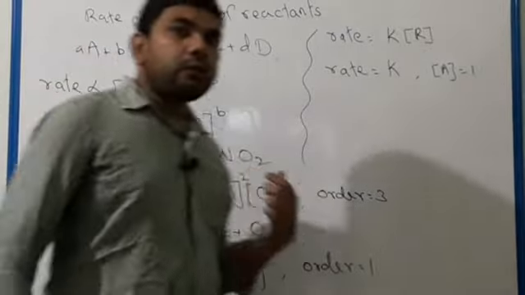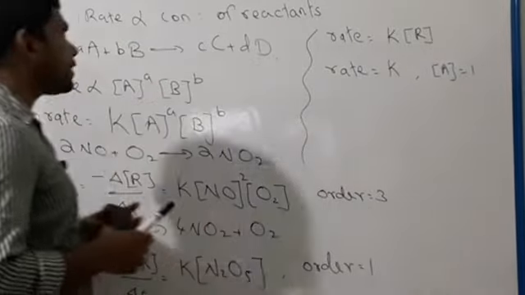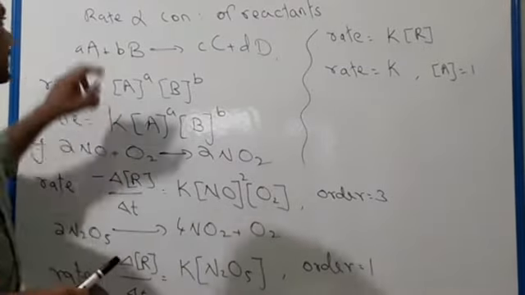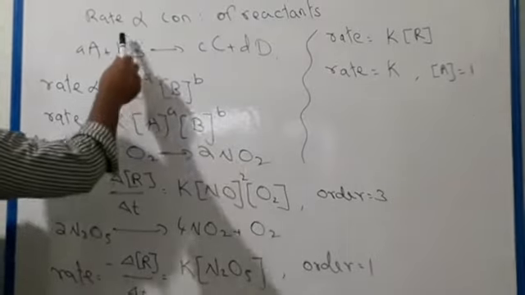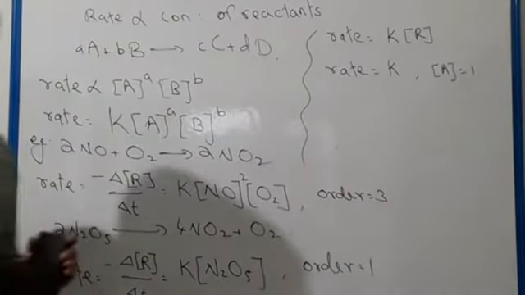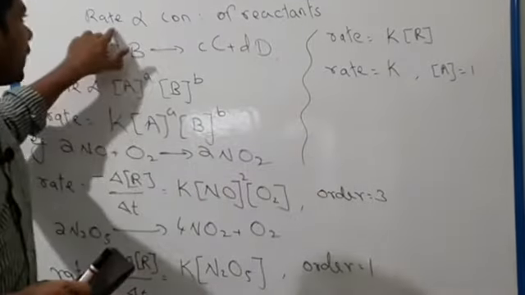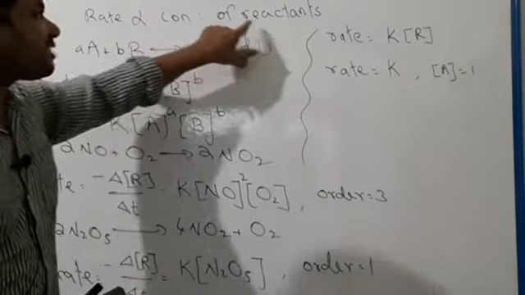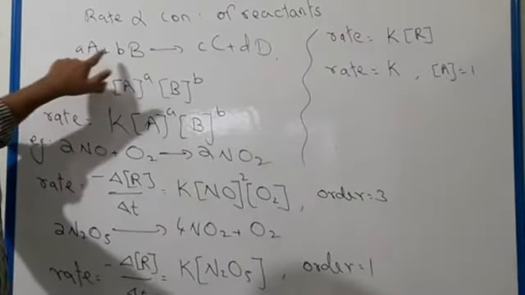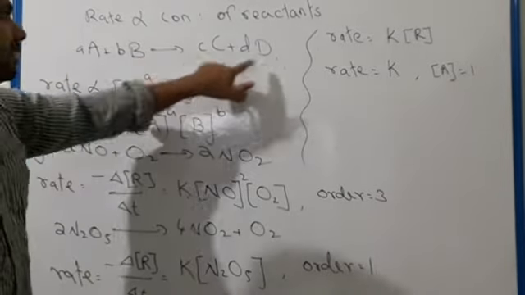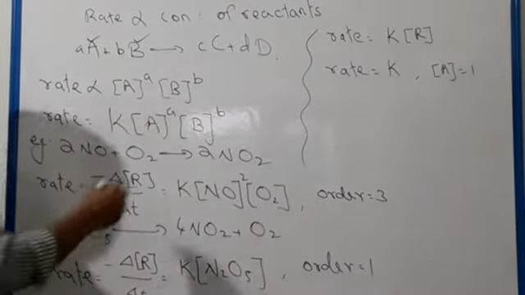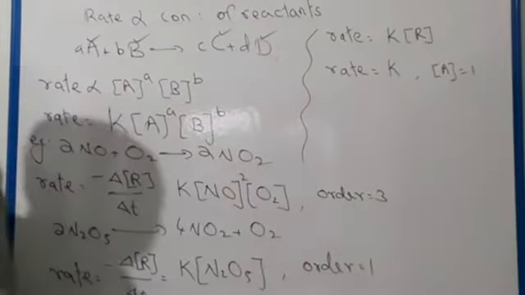Next one we have to discuss here, rate law expression. According to rate law expression, we can say the rate of reaction is directly proportional to the concentration of reactants. Consider here one chemical reaction: aA reacts with bB to form cC plus dD. Here A and B are reactants, C and D are products.